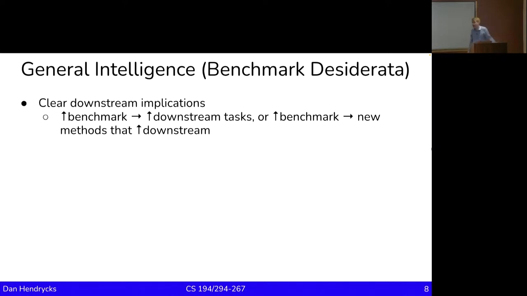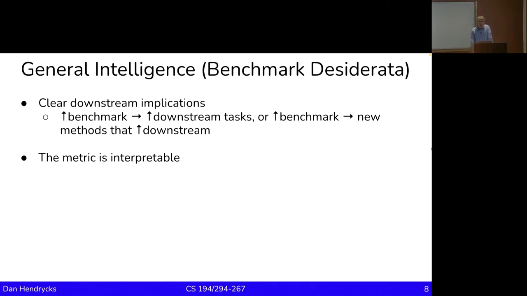Further, you want an increase in the benchmark to imply an increase in performance on downstream tasks, if this is a general capabilities benchmark, or you want a method that increases the benchmark to give rise to something that could help with downstream performance. So you want to look at a correlation. Are you just measuring some property in a vacuum, or is it connected to things that you care about? You want the metric to be interpretable.